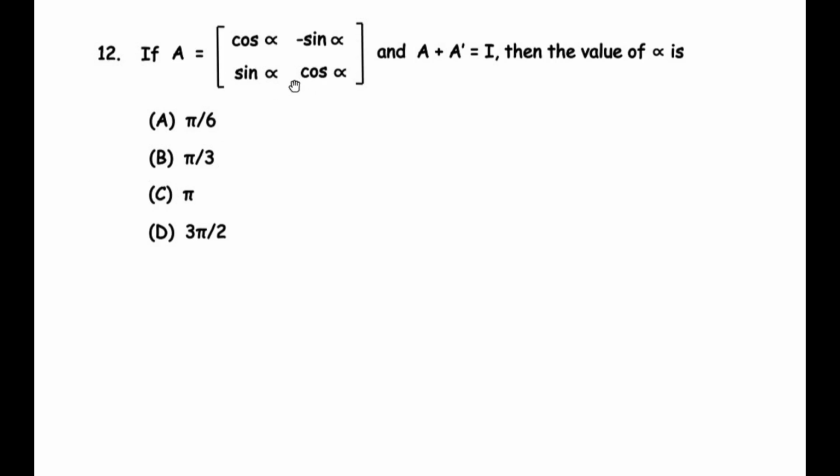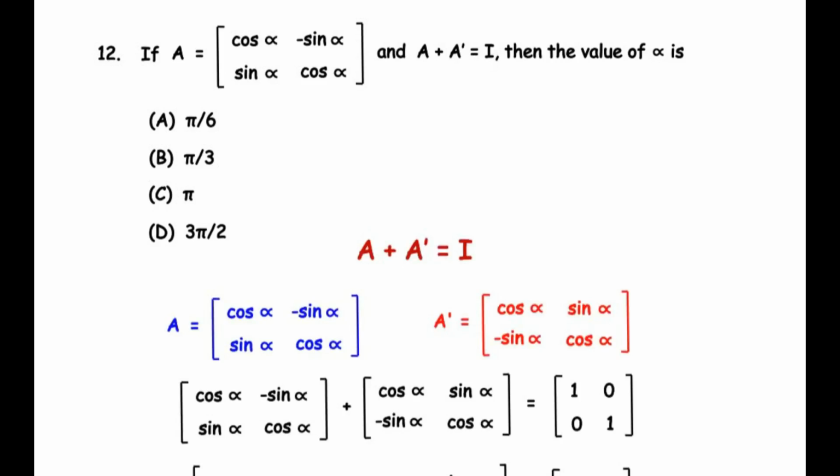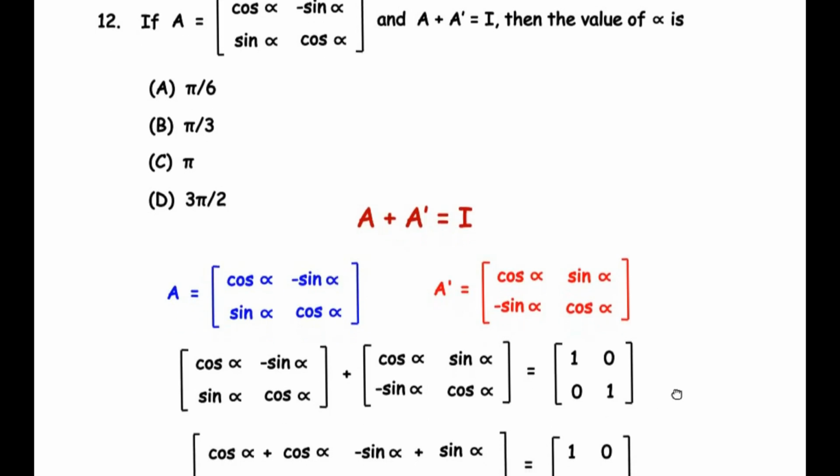If A is a 2 by 2 trigonometric matrix and A plus A transpose is equal to the identity matrix, then the value of alpha is. So here let us consider the given expression, that is A plus A transpose is equal to the identity matrix. Here we have taken the A matrix and we have taken its transpose. That is, the first column has become the first row and the second column has become the second row. Now on the left hand side we have written A plus A transpose, and the identity matrix is going to be 1 0 0 1. Since both are of the order 2 by 2, we are going to perform element by element addition.